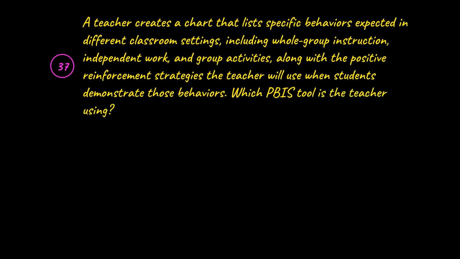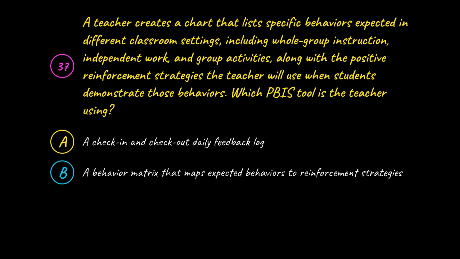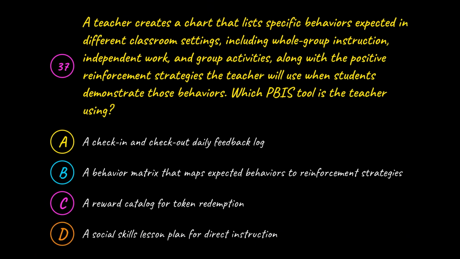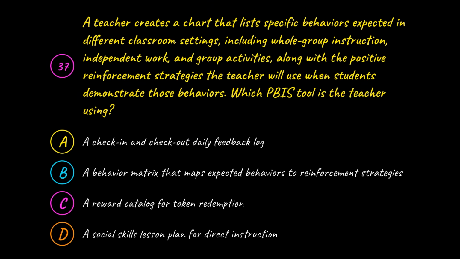Your options are A, a check-in and check-out daily feedback log. B, a behavior matrix that maps expected behaviors to reinforcement strategies. C, a reward catalog for token redemption. D, a social skills lesson plan for direct instruction. Pick one. Trust your gut. Here's your chance to test yourself.